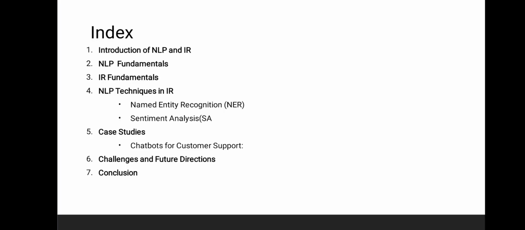The flow of this presentation is like this. First, we understand what NLP and IR are, the fundamentals of NLP and IR, and what techniques we generally use, that is named entity recognition, NER, and sentiment analysis, SA. After that, we understand the actual working of NLP in IR by considering the example of a chatbot for customer support, and obviously the challenges we face during NLP, and finally we conclude our session.